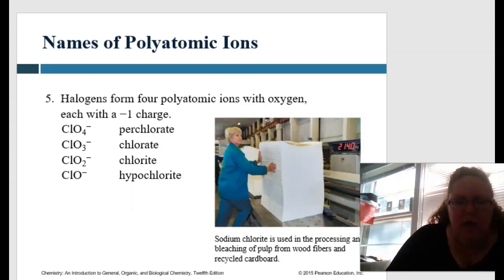Halogens form 4 polyatomic ions with oxygen, and each of these has a -1 charge. ClO4 is perchlorate. ClO3 is chlorate. ClO2 is chlorite. ClO, just the one, is hypochlorite.